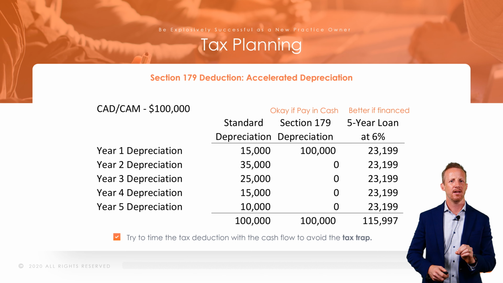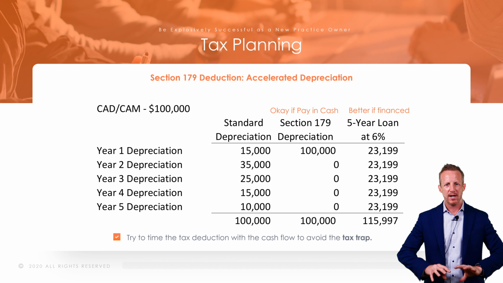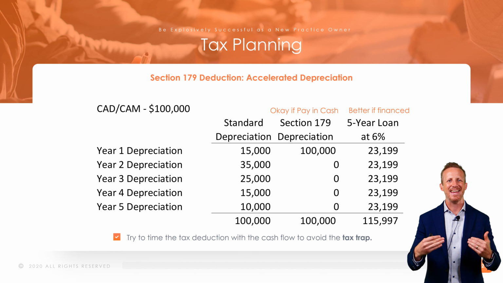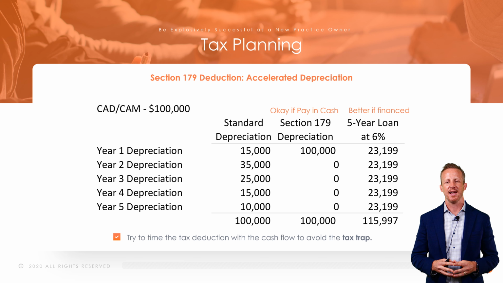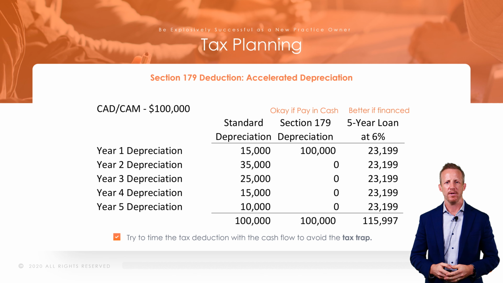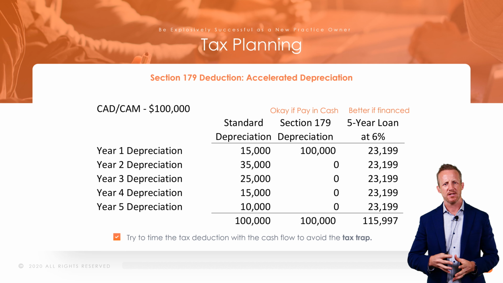But if you paid for that CAD/CAM in cash or on credit card and you paid the credit card off and it literally was money out of your bank right then and there, great. I'm going to tell you, take that 179 and deduct the entire thing. In other words, let's try to match at some level the benefit of depreciation with when you're actually making the payment on that equipment.